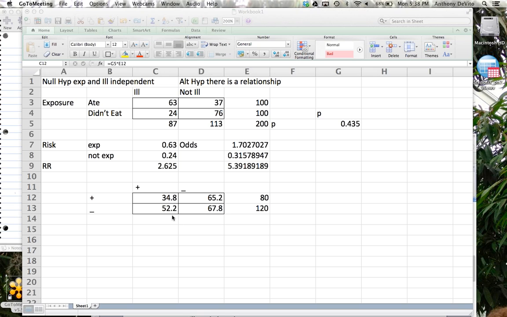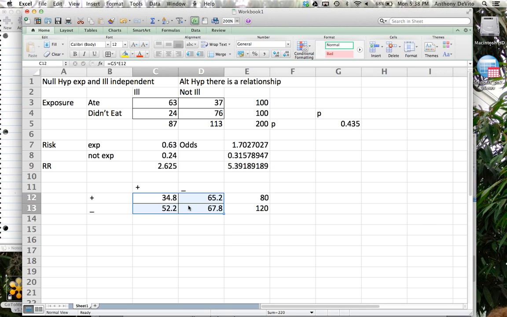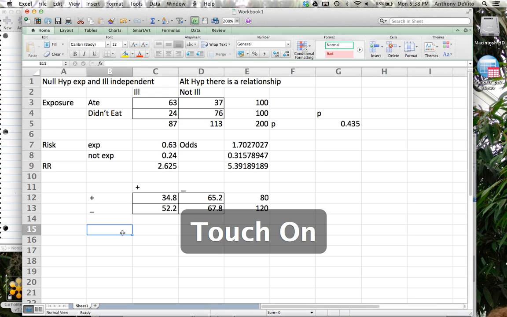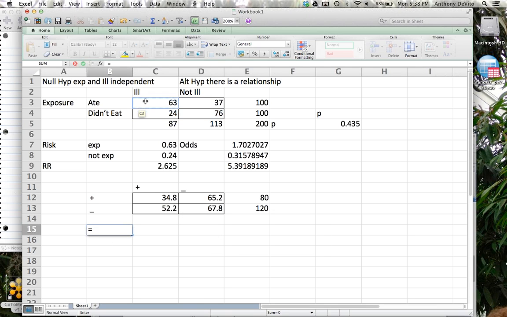Okay, so now let's take a look at this. This is our expected values. These are our observed values. So now when I want to calculate chi-square, I'm going to go through my chi-square calculation for each one of these cells, observed and expected. The first cell is going to be equal to our observed value minus our expected value. And I'm going to go ahead and square that.